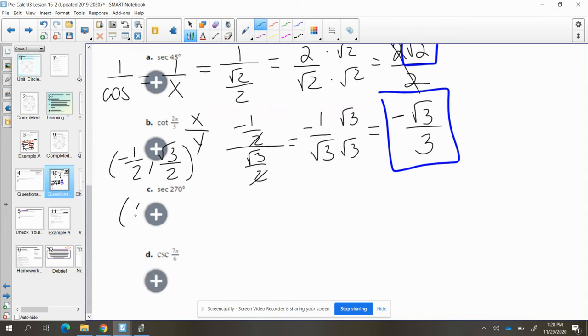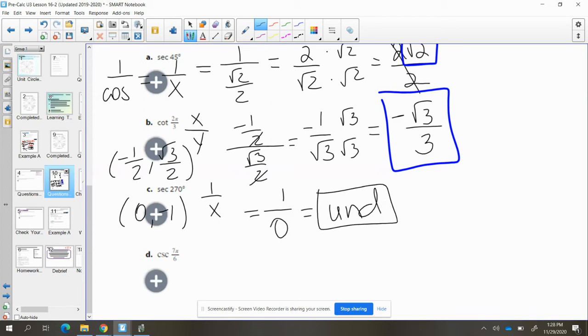270 degrees is at 0, negative 1. So secant of that is, again, 1 over the x value. So in this case, 1 over 0, which is undefined, is our final answer there.